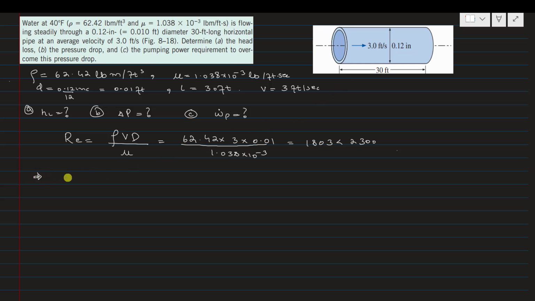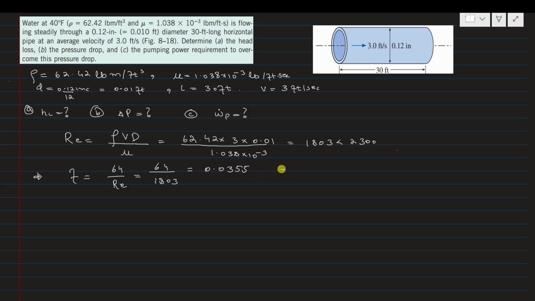So when the flow is laminar, then the friction coefficient is 64 divided by Reynolds number. So 64 divided by 1803, you will get the friction factor, that is 0.0355.